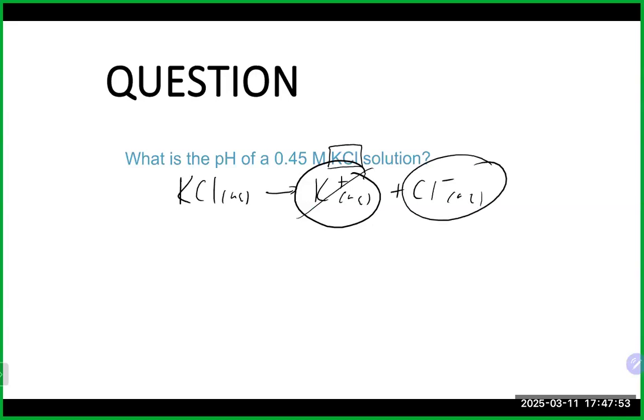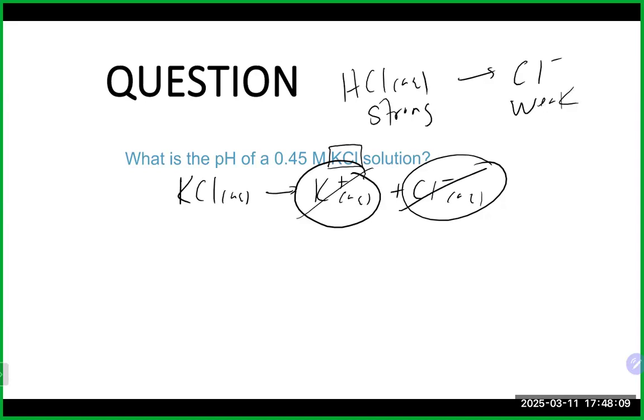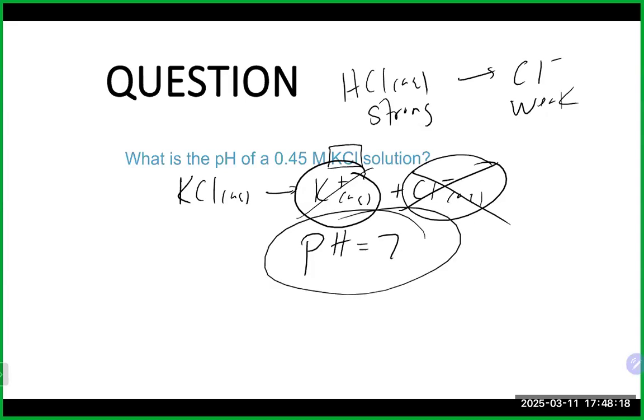How about the chloride? The chloride came from probably what acid? HCl. HCl is what type of acid? Yeah, a strong acid, which means its conjugate partner, Cl minus, is weak, the opposite, and will not go through hydrolysis either. Those are two neutral guys. The pH is 7, no calculation required in this case. Any questions on that one there?